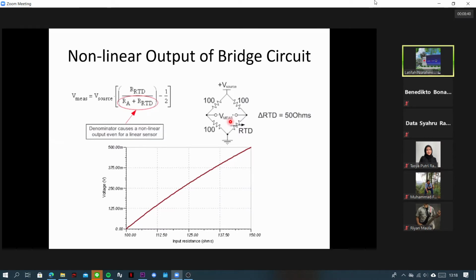Okay, please remember why we are using the Wheatstone bridge, because resistance is not a valid measurement. That's why we have to convert it into voltage. So this is the voltage that we want to get. All right, so in a simple way, we may formulate it this way: RA, the resistance from the RTD, divided by RA plus the resistance from the RTD, minus half.